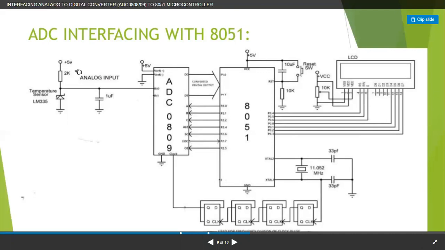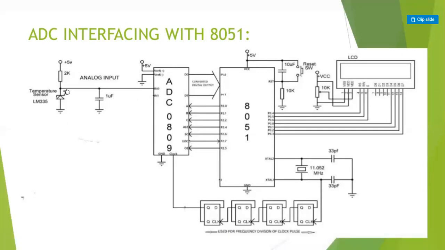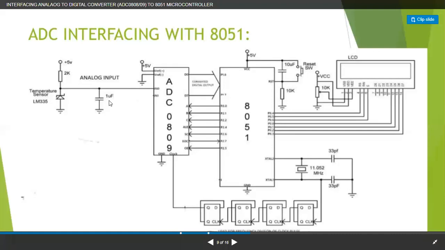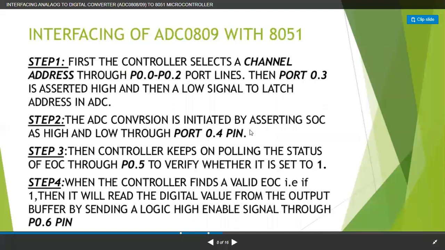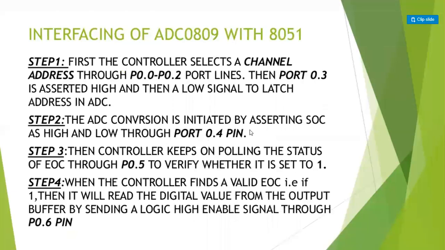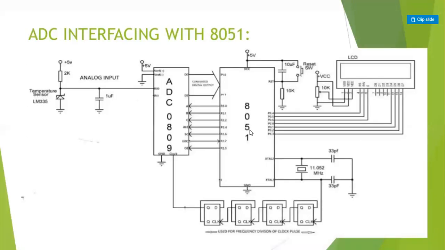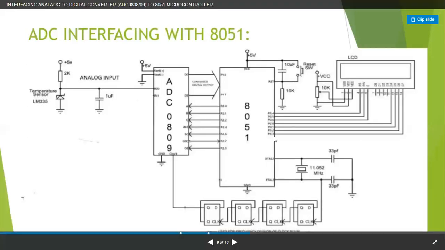Then the temperature sensor LM335 is used. This is my analog input. A 1 microfarad capacitor is used. And this is my converted digital output, that is D0 to D7 from P1.0 to P1.7. So using these steps, first the controller selects a channel through the P0 port, P0.0 to P0.2. This one is my port lines, this one.